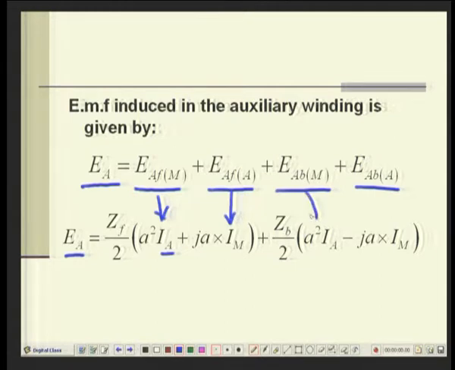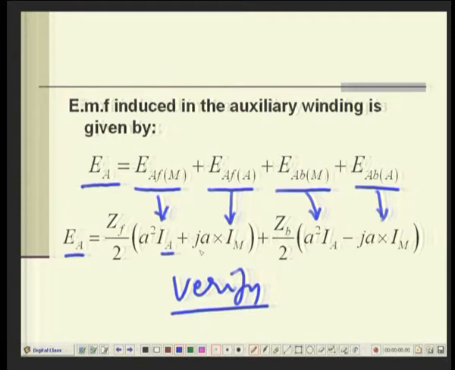Then this will be Z B by 2 A square I A minus this. Okay. I think you have to verify this yourself, right. I think then you will understand, and also you should be convinced about this.